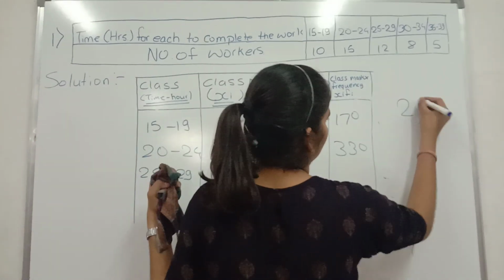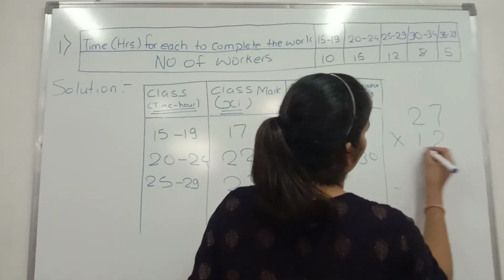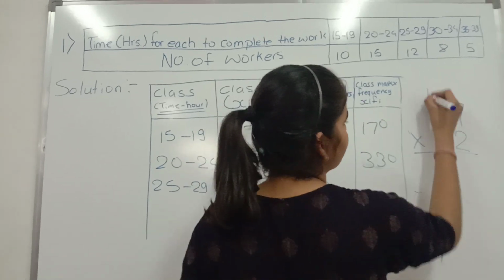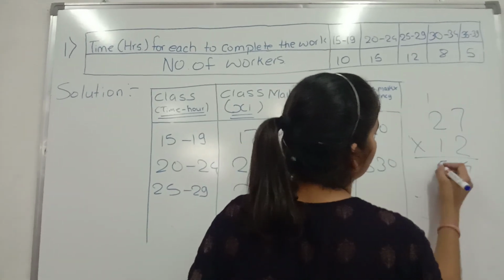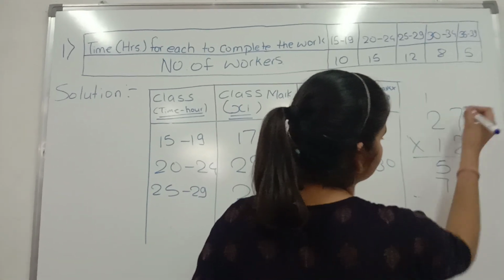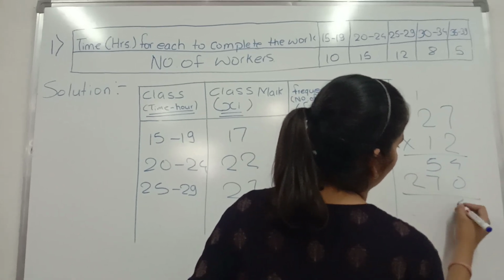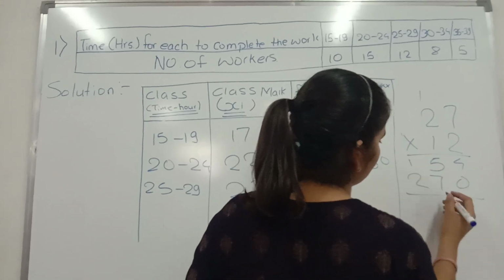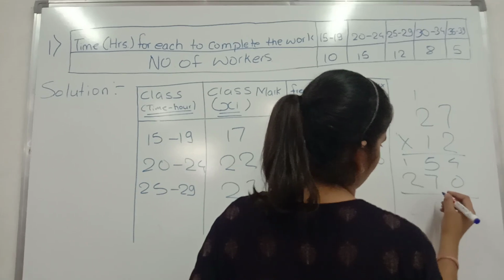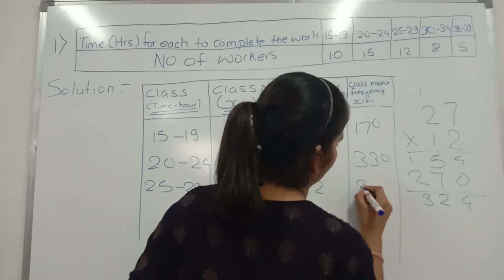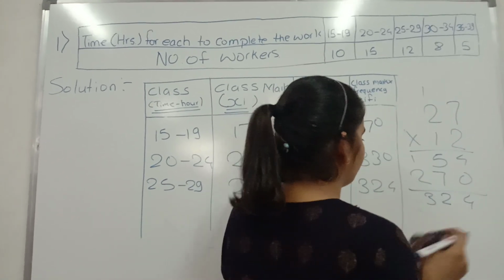Again we have to do multiplication. Simple. 27 multiplied by 12. 2 sevens are 14. 2 to the 4 plus 1, 5. 0. 1 seven is 7. 1 two is 2. Do the addition: 4, 7 plus 7, 12, and it's 3. So 324. Third one is also done.